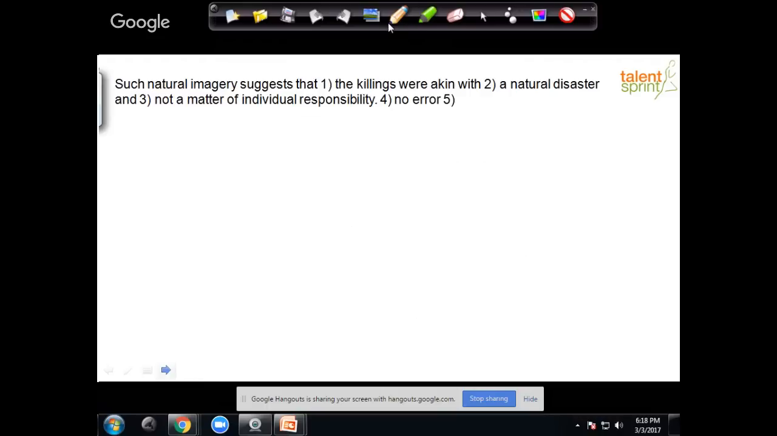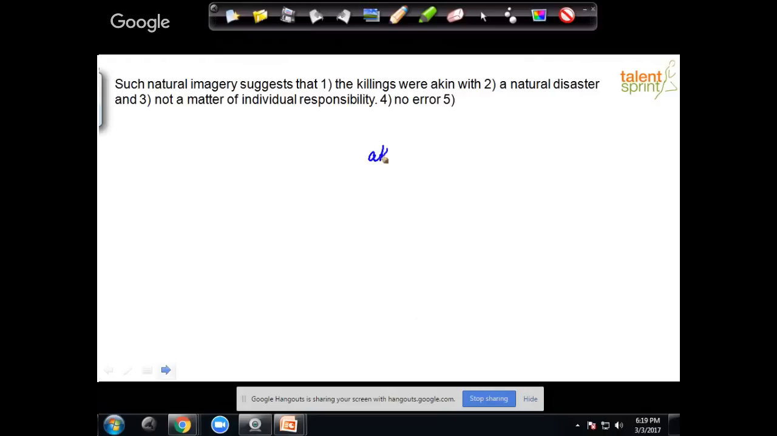Where do you think the error is? Such natural imagery suggests that the killings were akin. This is an easy one actually, but let's see. Devidas, very good. So what do you need to change that to? What do you change? Ravi, also good, you got it. The error is in part 2. So what do you change that?